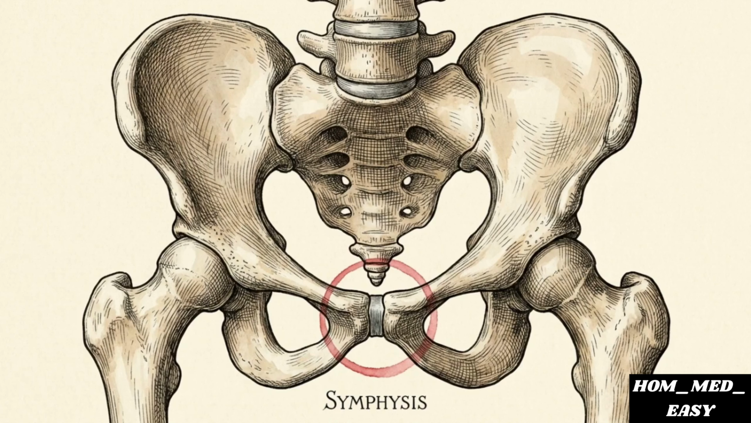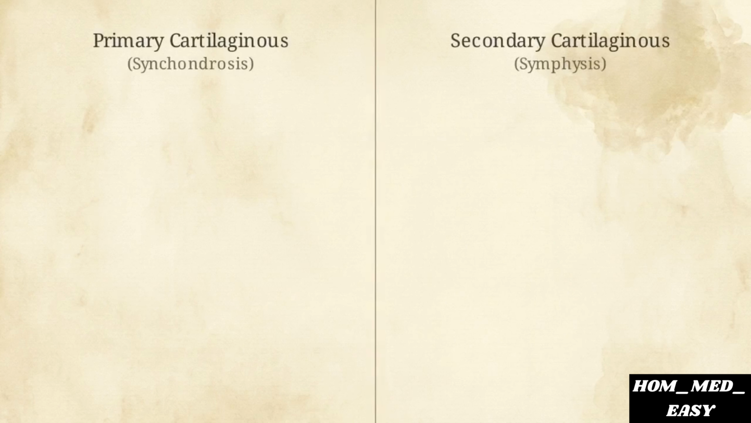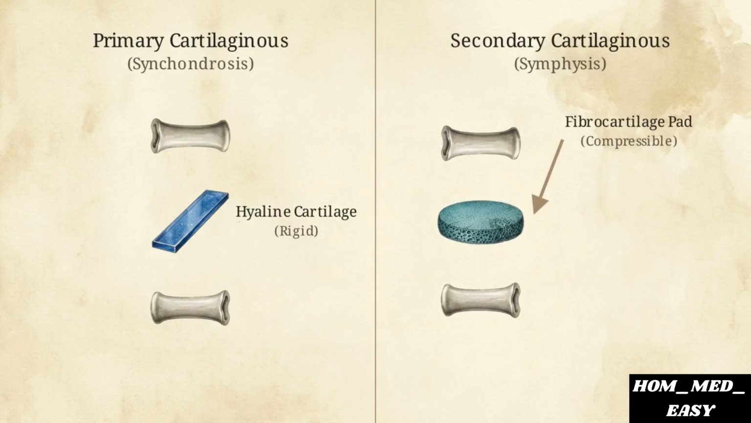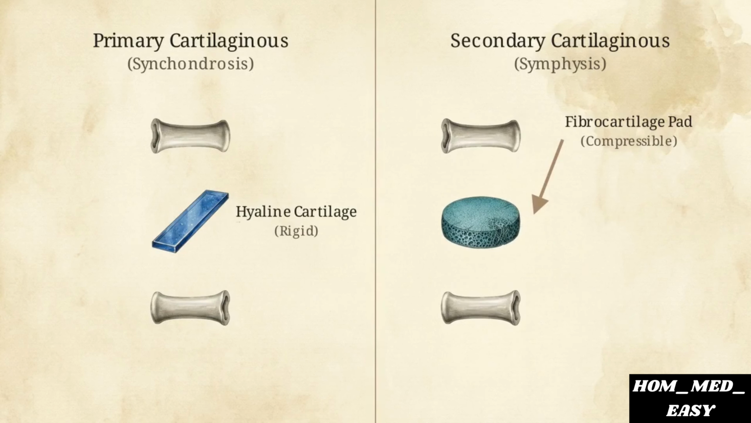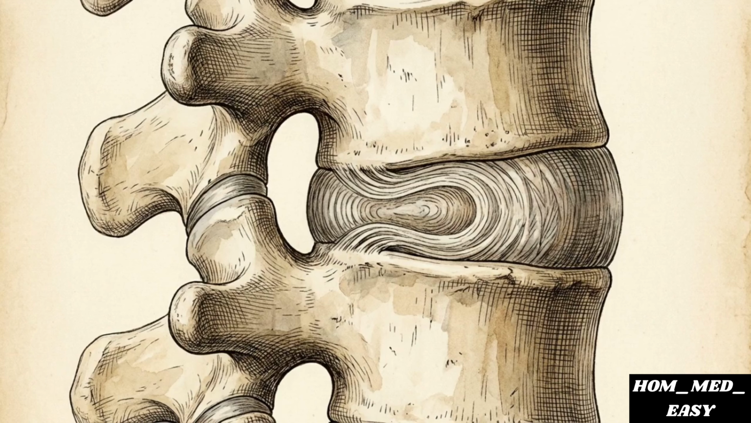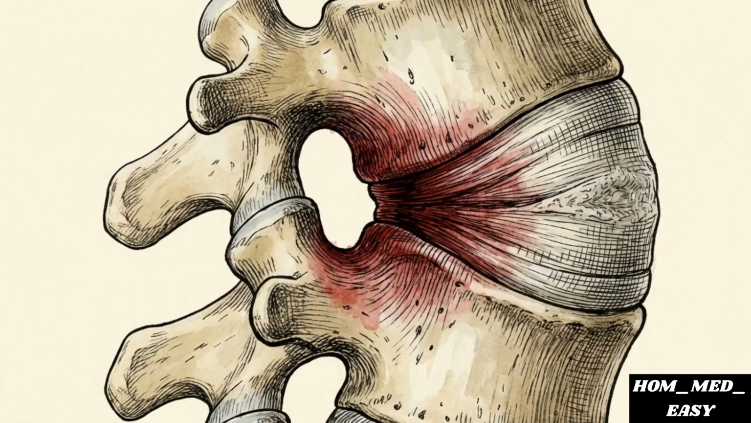The second subtype is the secondary cartilaginous joint, known as a symphysis. As shown in this structural comparison, a symphysis utilizes a robust pad of fibrocartilage. This tissue permits a slight degree of compression and movement. We see this mechanical setup at the pubic symphysis, between the vertebrae, and at the manubriosternal joint. While cartilage provides some developmental utility and a degree of shock absorption, the structural lack of an internal void prevents these joints from achieving true, free articulation.